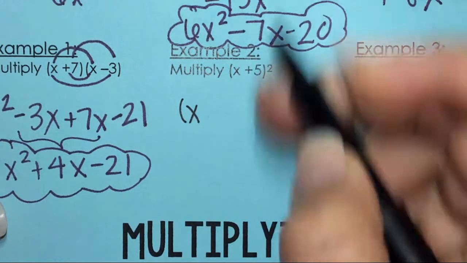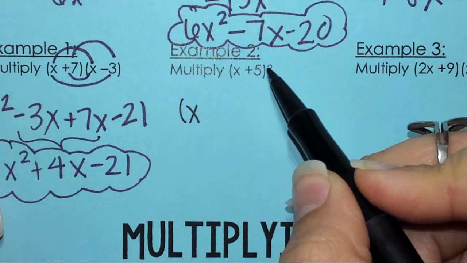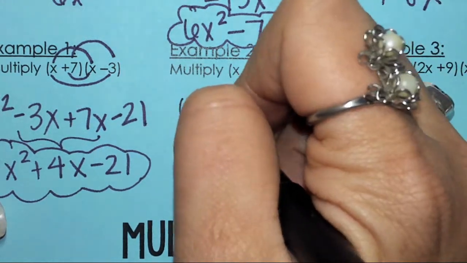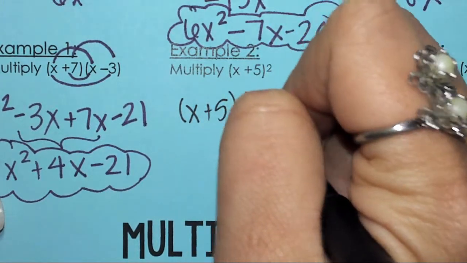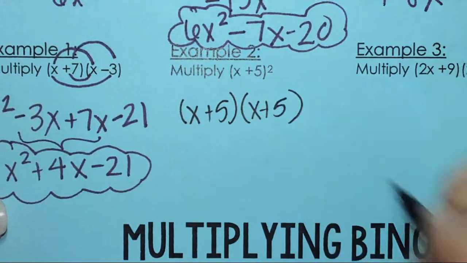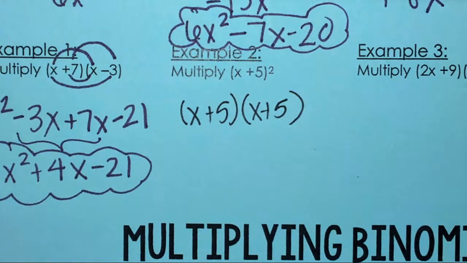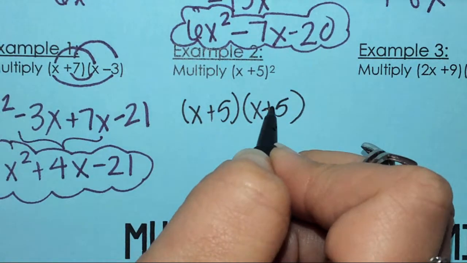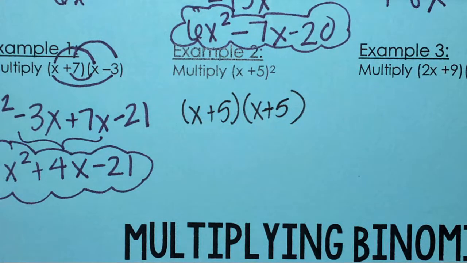Yes. All right, so this says x plus 5 quantity squared. Squared means you multiply something by itself. So we're going to write x plus 5 times x plus 5. And because I don't quite trust us yet, we're going to do this one together again.